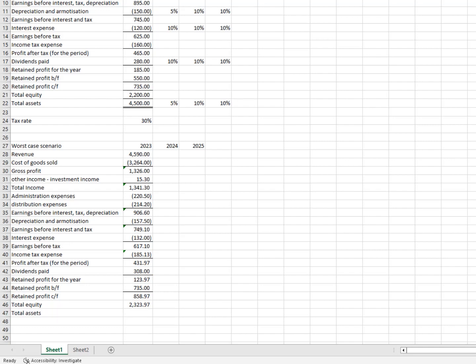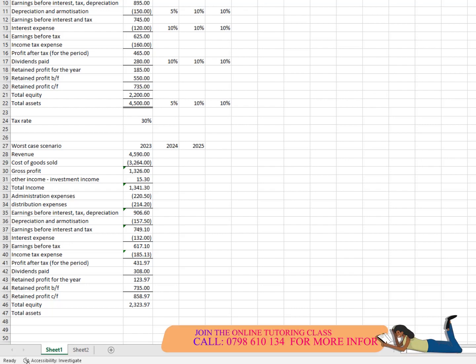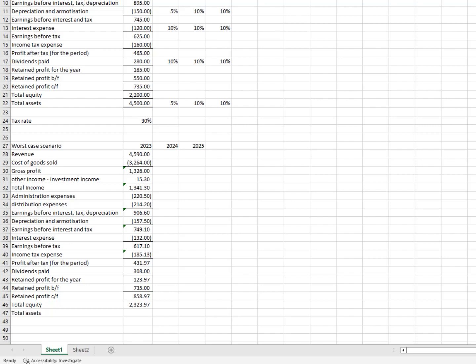For total assets, we also assume that it will grow at the same rate. Why? Because we know that assets equals liabilities plus equity. So if the equity has grown and the liabilities have remained constant, then the assets will grow at the same rate or with the same amount as the equity. So we click equal sign, equals our total assets for the previous period plus profit for the period.